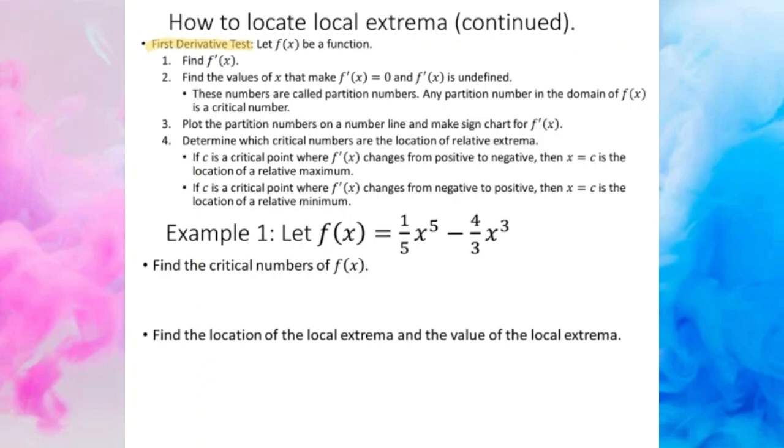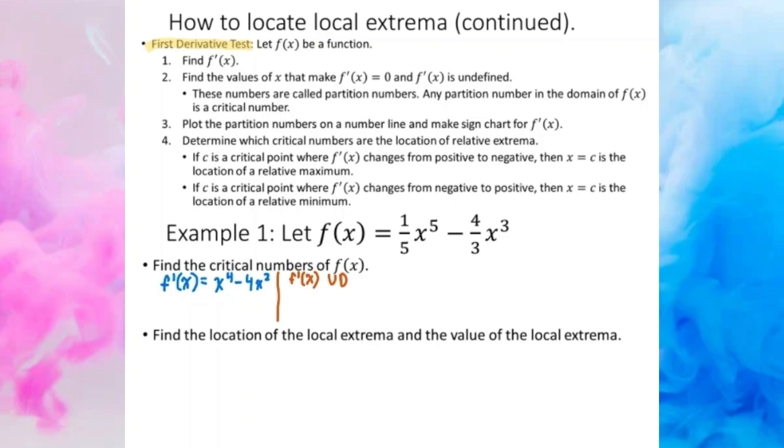So if we let f of x be the function 1/5 x to the 5th minus 4/3 x cubed, and we want to find the critical numbers, then from step 1 of the first derivative test, first we need to differentiate our function. Thanks to the power rule, the derivative of our function is x to the 4th minus 4x squared. Now that we have the derivative, step 2 is for us to find the values of x that make our derivative 0 or undefined. As a personal preference, I prefer to find where our derivative is undefined first.